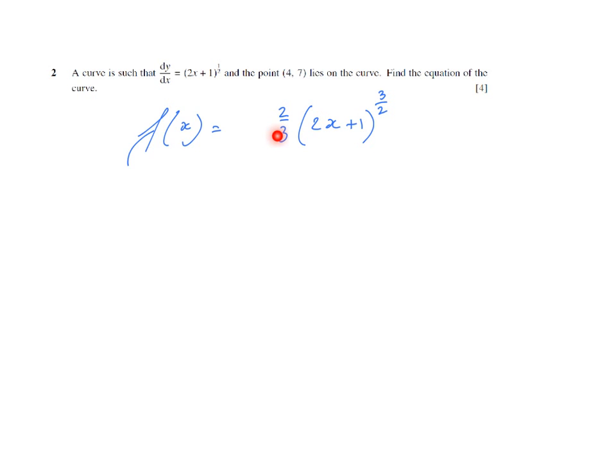So 3 over 2 times 2 over 3 is going to give me my 1. But I also have to multiply it by 1 over 2, which is the derivative of the inside.